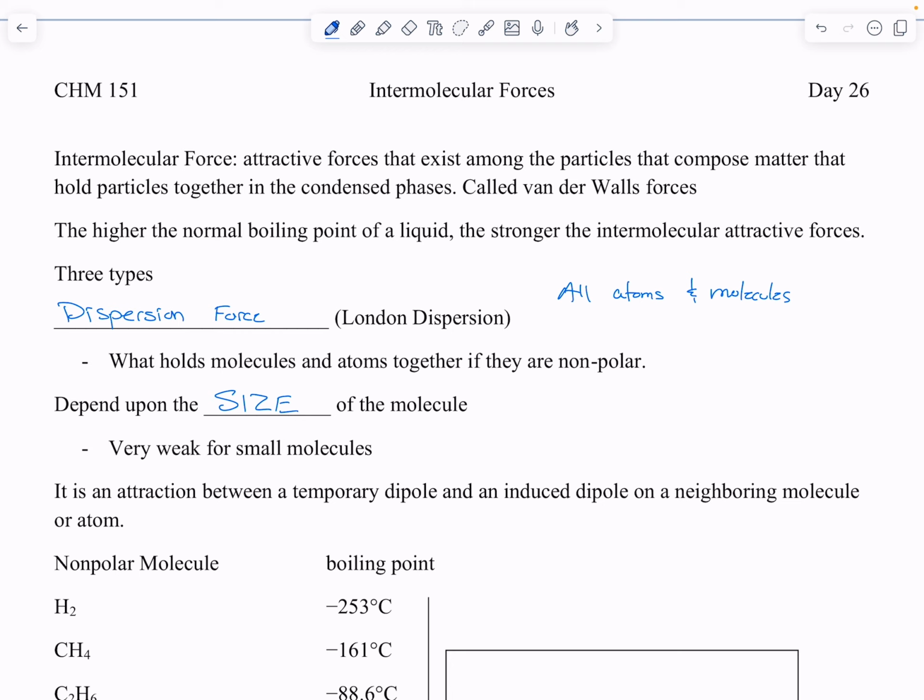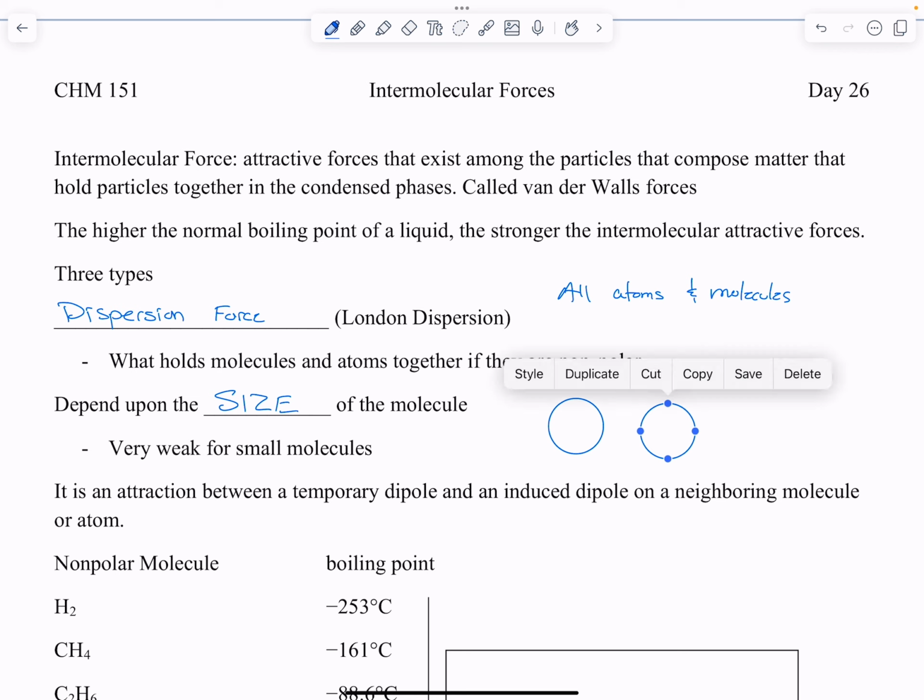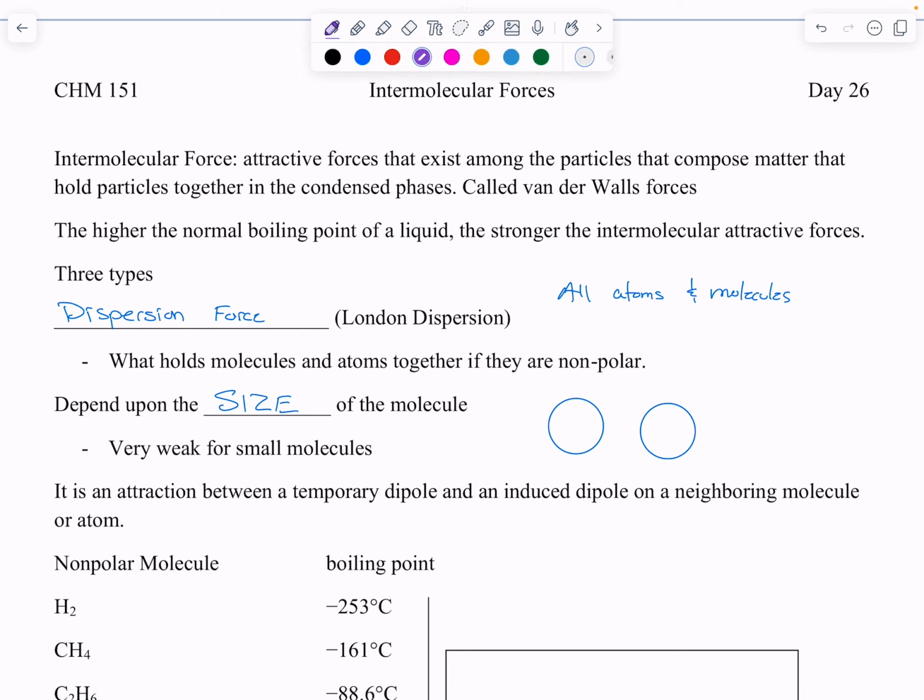It's an attraction between a temporary dipole and an induced dipole on a neighboring molecule or atom. What does that mean? Well, for example, if you have two atoms, I'm just going to duplicate that. I have two atoms, and they have their electrons going around. Let's say there's an electron over here and an electron over here, and they're both going around in a circle. That's not exactly what they do, but let's pretend.